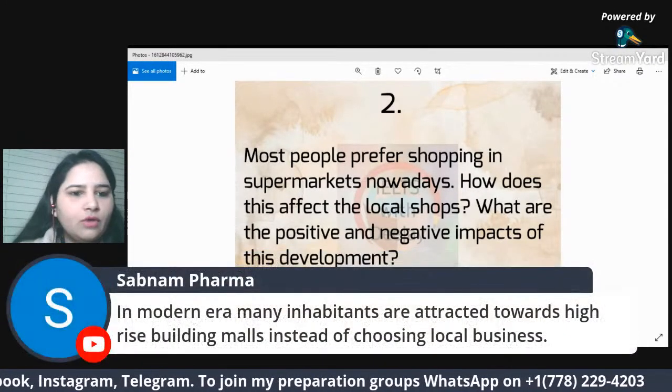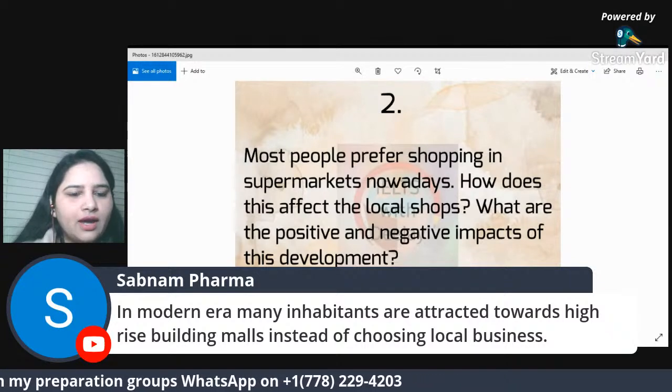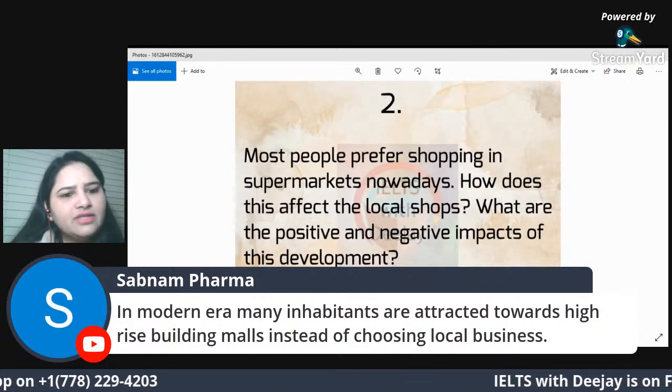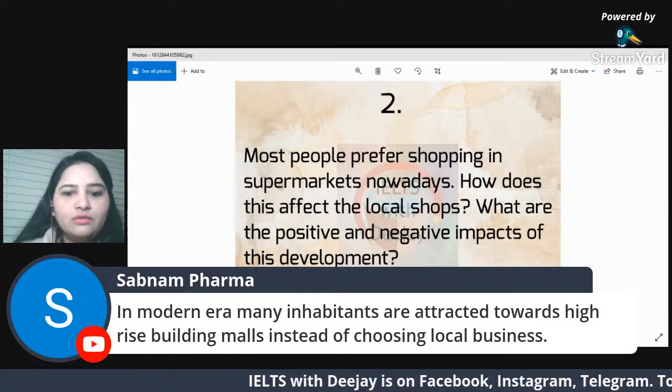Okay. In modern era, many inhabitants are attracted towards high-rise building malls. High-rise building malls. Is it a correct synonym? Instead of choosing local business. Yes, you can say local business as well.